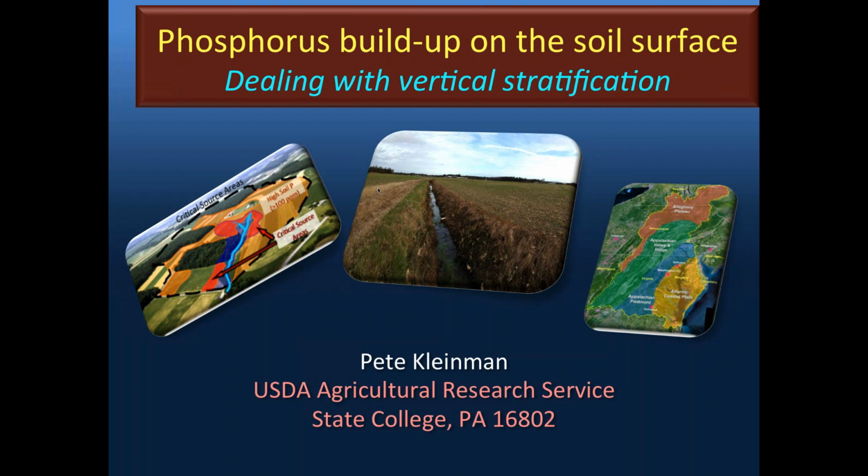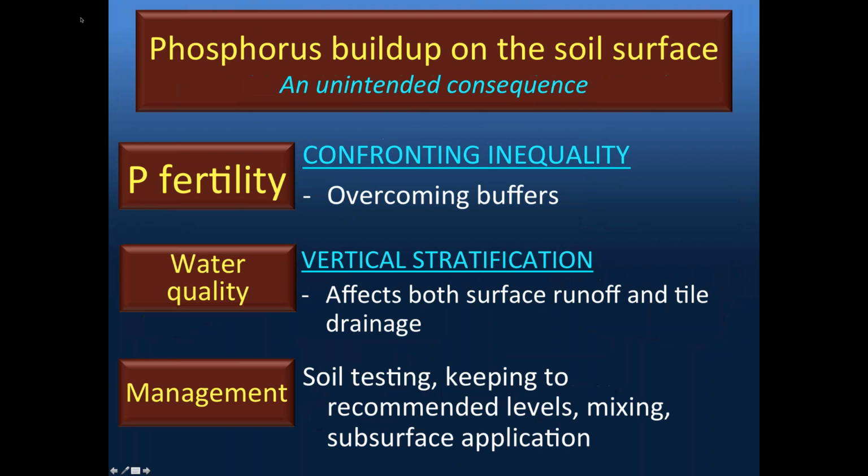So the presentation today is going to address kind of three general areas. I'm going to talk a little bit about phosphorus fertility, and that some of the environmental issues that we see today are actually as a result of successful agronomic management and overcoming things that are in our systems, natural buffers that would prevent phosphorus from being available to our crops.